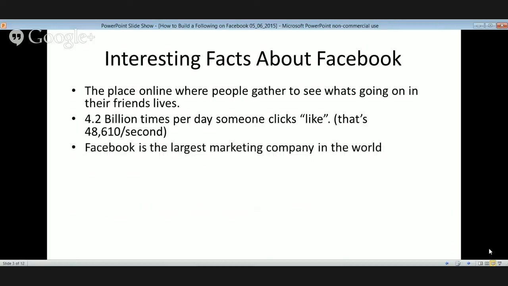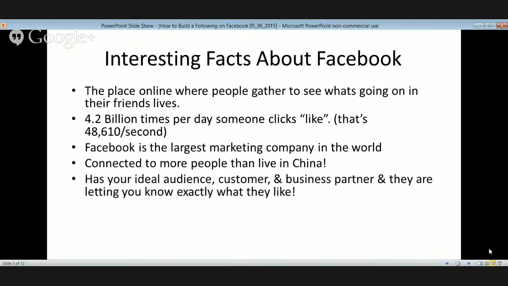So Facebook is the largest marketing company in the world. It's actually bigger than China. You can be connected to more people than actually live in China. That's powerful. And it has your ideal audience, yours. Every single one of you on this webinar tonight, Facebook has your ideal audience, your ideal customer, your ideal business partner, and they are letting you know exactly what they like.